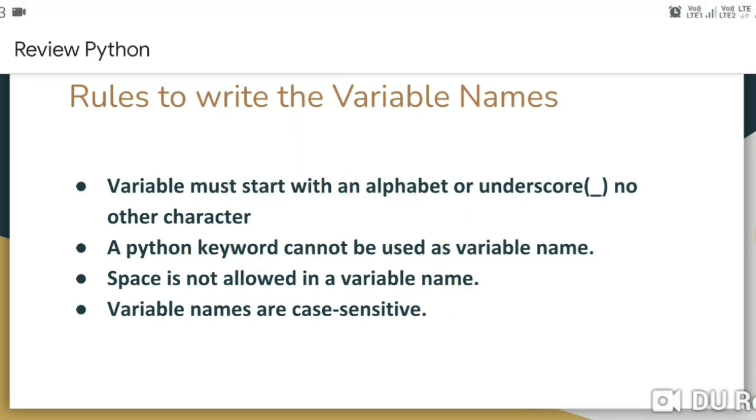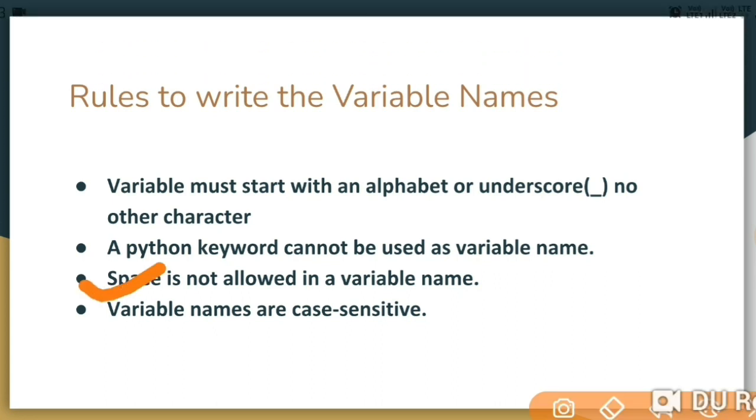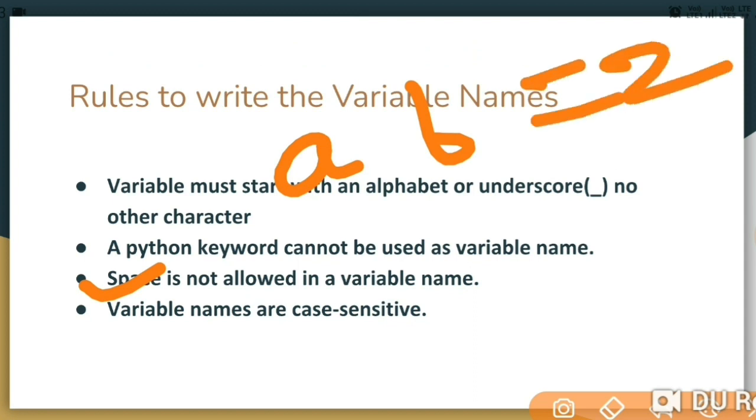Got it? Now, next one is space not allowed. Suppose there is a variable a space b equals to 2. It will not accept because there is a space in it. So space is not allowed if you are giving the name of any variable. So space is not allowed in variable name.